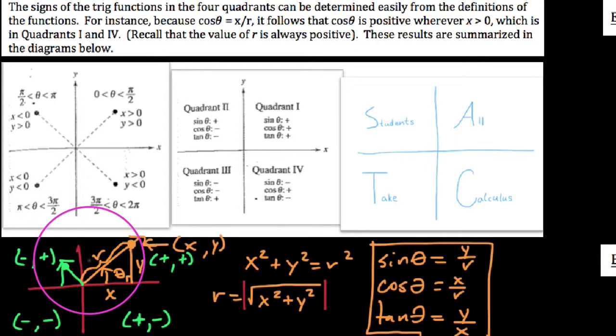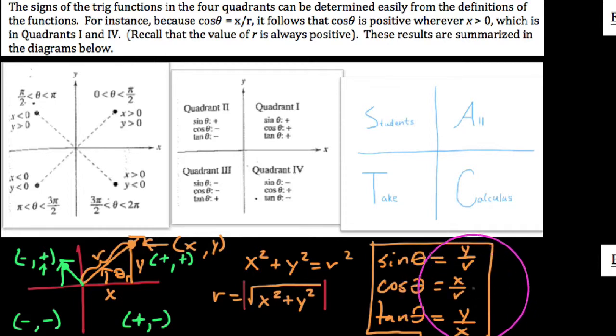What I can tell you is this: if you were to find sine in the second quadrant, it would be equal to the y value of this point over the r value. And recall that in the second quadrant, your y values are positive. So you would be taking a positive y value divided by a guaranteed positive r value. So your sine value in the second quadrant would always be positive.